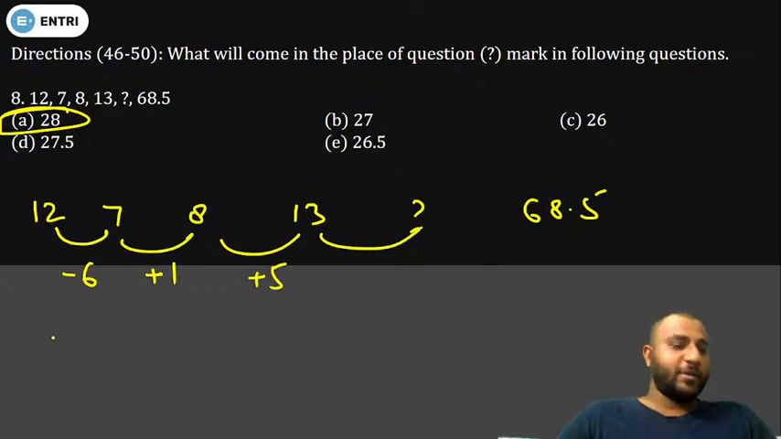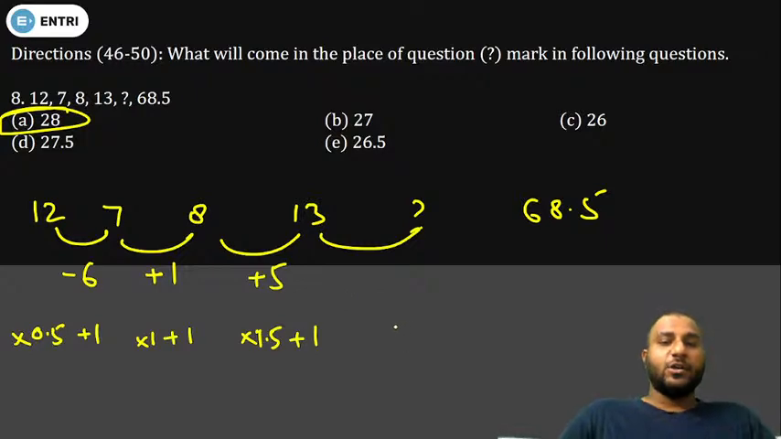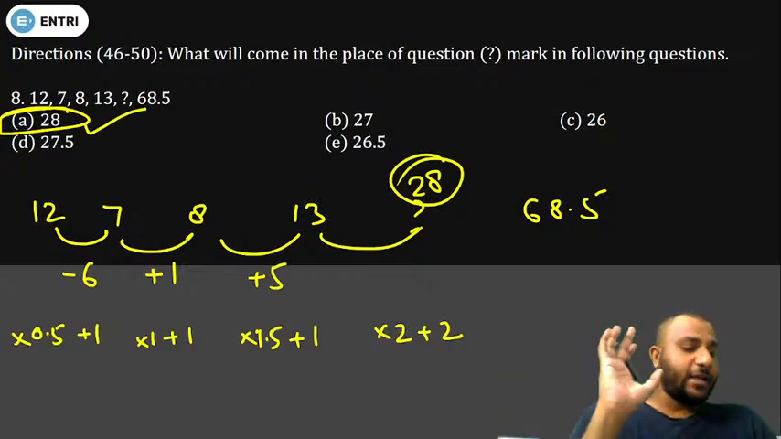Look, remember this. 0.5 product plus 1, 1 product plus 1, 1.5 product plus 1, which means 2 plus 2. That means 28. 2 product plus 2, which means 28. So option A will be the correct one. No, Nasreen, option A will be the correct one.